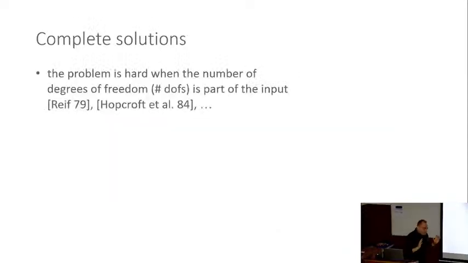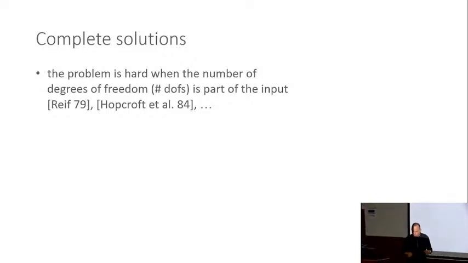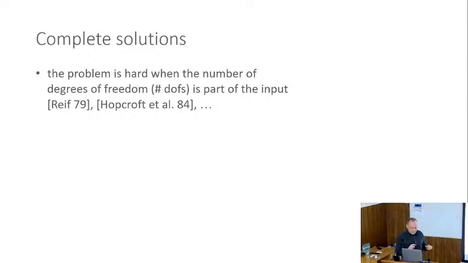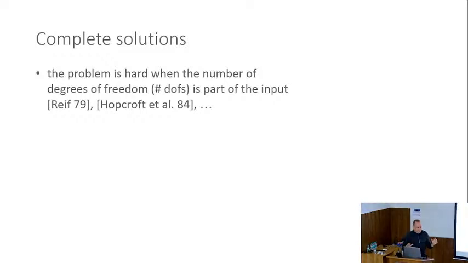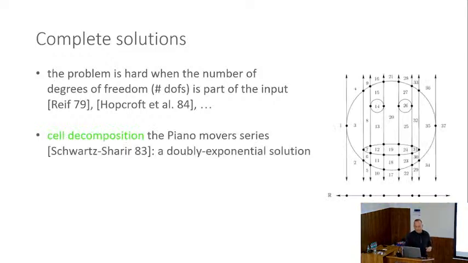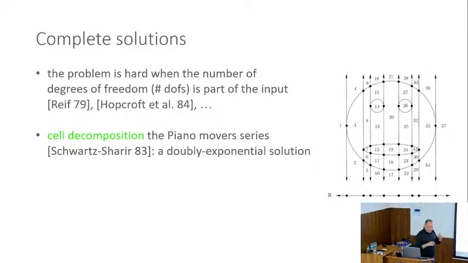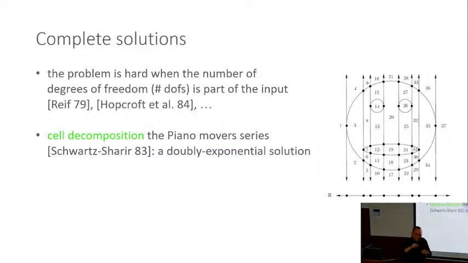And most of the study of motion planning uses this notion. When the number of degrees of freedom is part of the input, the problem is known for many years to be hard. I'm not going into the specifics. If you're interested in hardness classes, it's PSPACE-hard. Some problems are NP-hard, but it's computationally hard. The first general solution is by Schwartz and Sharir. It's a doubly exponential solution. The number of degrees of freedom appears in the exponent of the exponent in the running time.